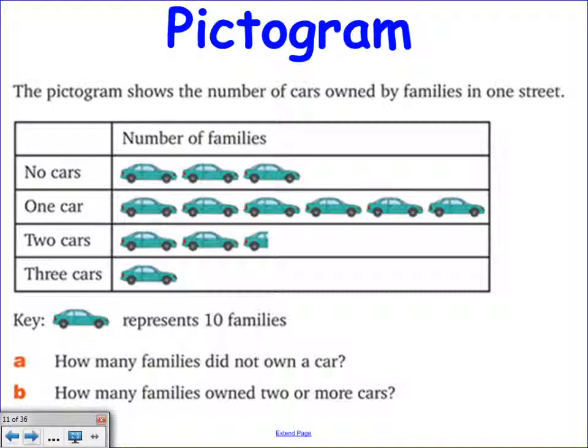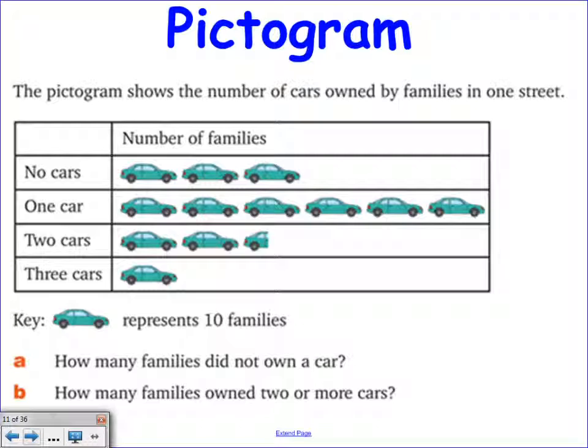So here, the most important thing about a pictogram is the key. The second most important thing is that the picture represents the data you're trying to put across. So here we're talking about the number of cars people have in a particular street. And then they'll ask you questions about the pictogram. And they'll say something along the lines of, how many families do not own a car?